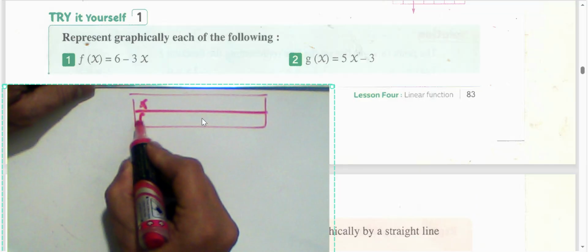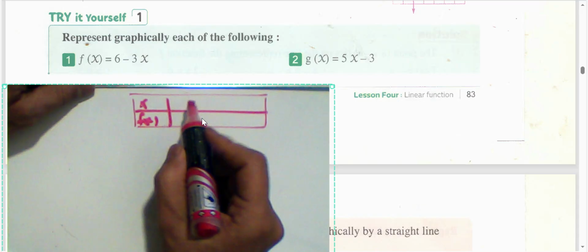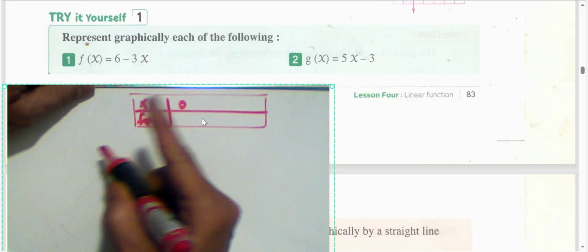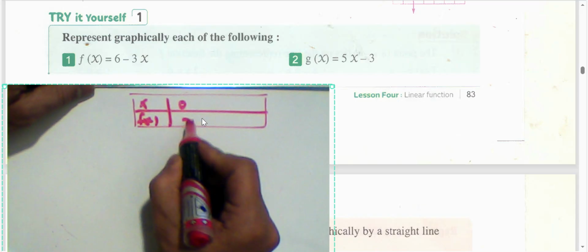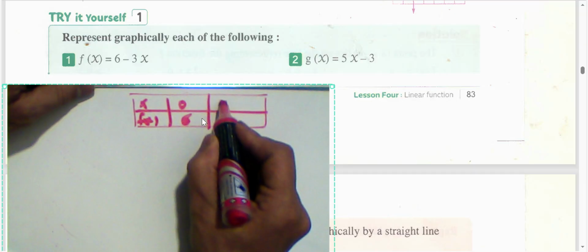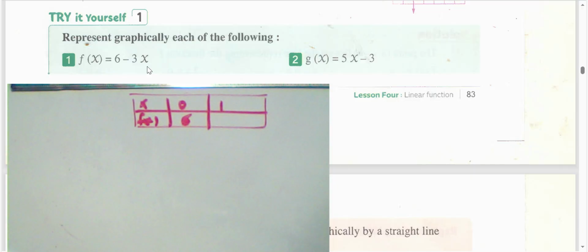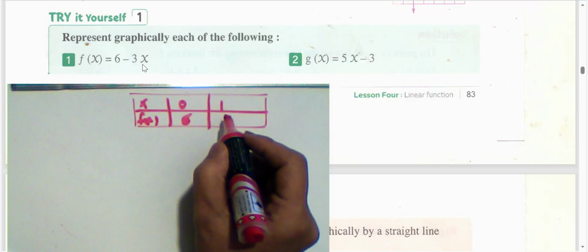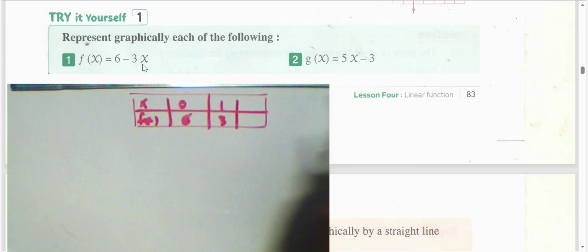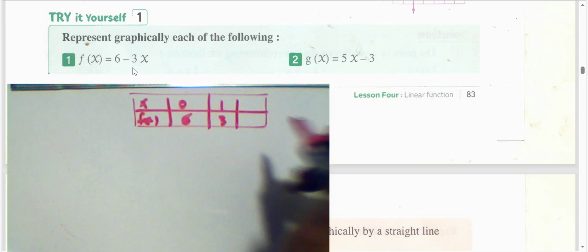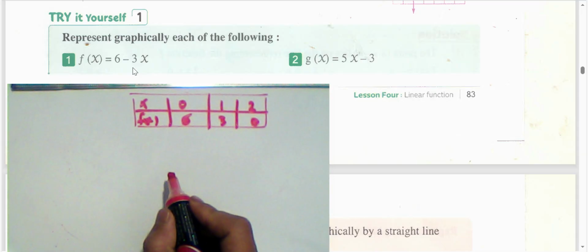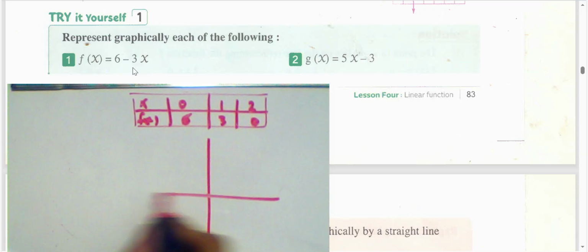When x equals 0, we have 6 minus 3 times 0, which is 0. 6 minus 0 is 6. When x equals 1, 3 times 1 is 3, and 6 minus 3 equals 3. Put the value of x equal to 2: 2 times 3 is 6, and 6 minus 6 equals 0. Then I will draw it graphically like this.